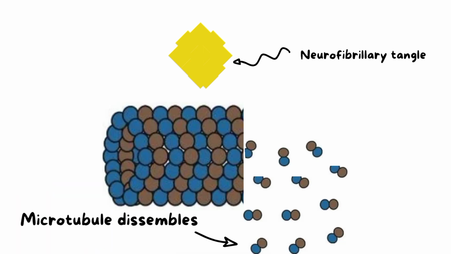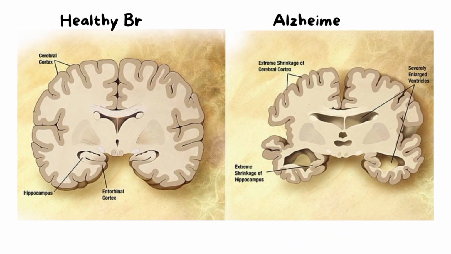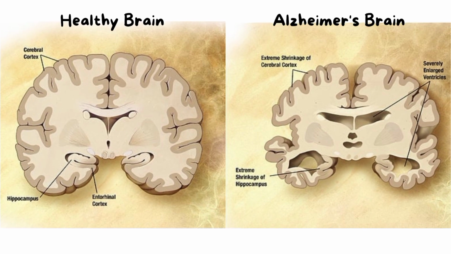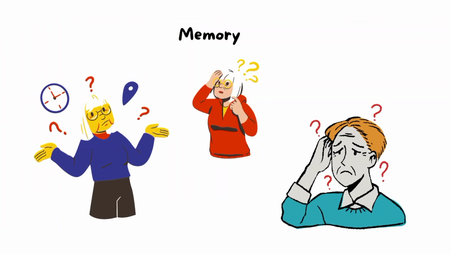This tau protein bonds to other hyperphosphorylated tau proteins and forms a neurofibrillary tangle, and as a result, the microtubule disassembles. This misfolding causes shrinkage of the cerebral cortex as well as of the hippocampus and enlargement of ventricles, etc. It results in memory loss, low learning ability, etc.